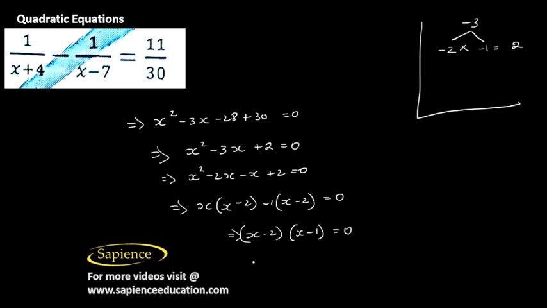Now two numbers are getting multiplied and the product is 0, which means either x minus 2 is equal to 0, which means x is equal to 2, or x minus 1 equal to 0, which means x is equal to 1. So the answer for this question is x value can be 2 or 1. 2 and 1 are the solutions for this quadratic equation.